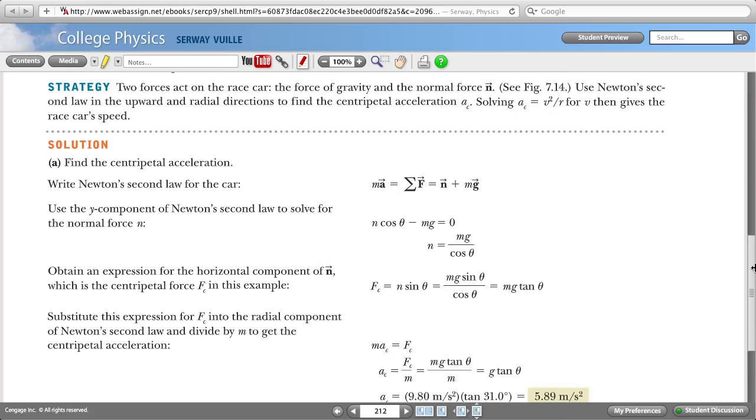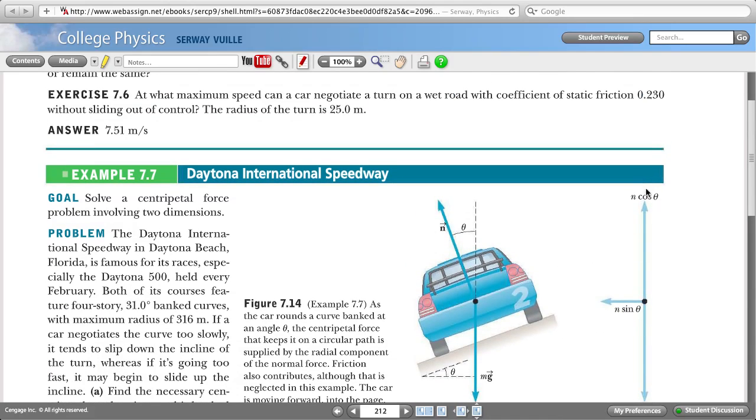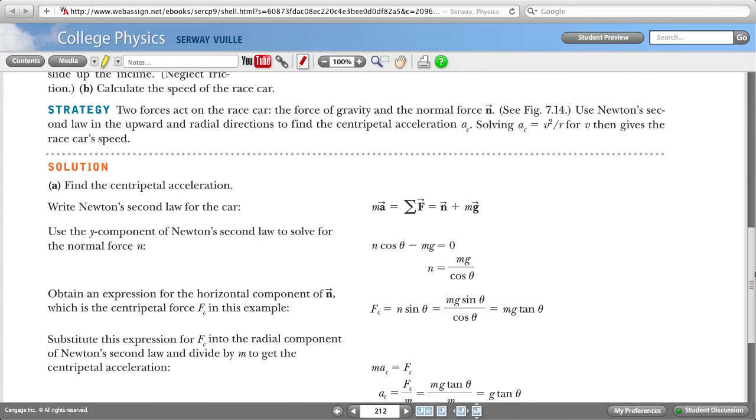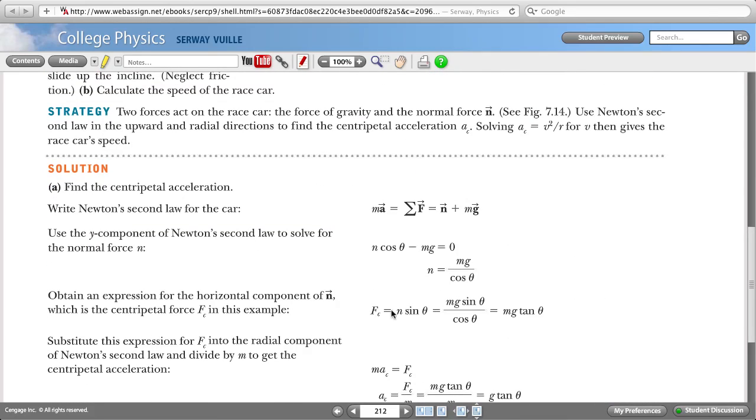But then we want to know the centripetal force, right? Well, the centripetal force is not n cosine theta. It's n sine theta. It's this one over here, because that's the one that points inward on the turn of the track. So force centripetal, which is F sub c here, equals n times sine theta.